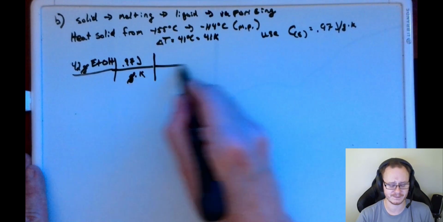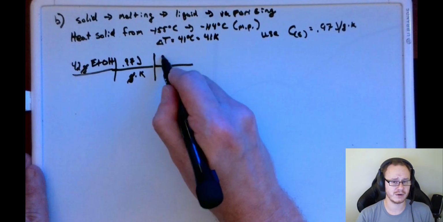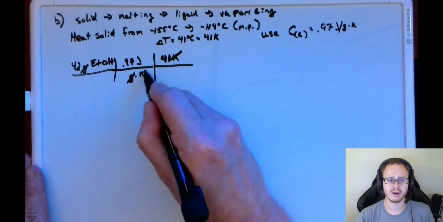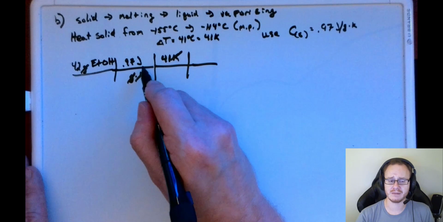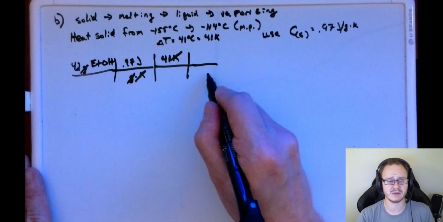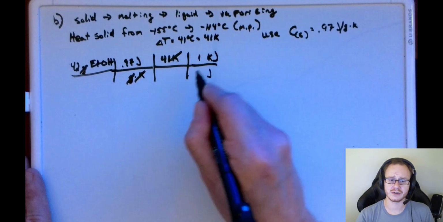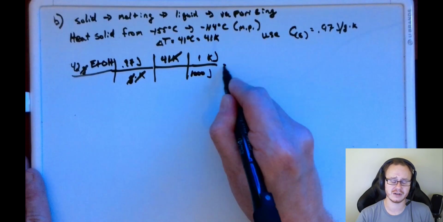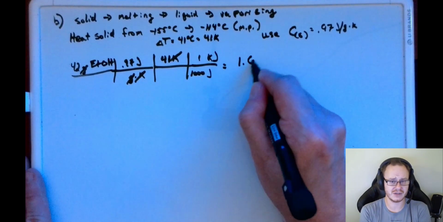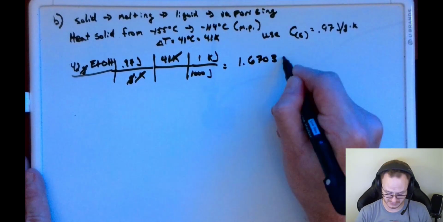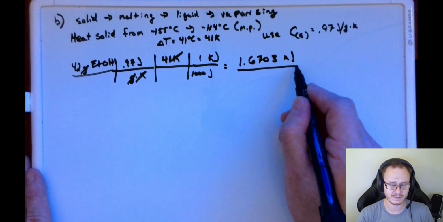This cancels grams. My next step is to get rid of the Kelvin. I know the temperature change is 41 degrees Kelvin. Plug in 41 K. This cancels Kelvin, and I'm left with joules. From previous problems, I know I should go to kilojoules because that tends to be the final answer, and I'm going to end up adding all of my kilojoules for each step. I cancel joules, convert to kilojoules. We know that 1 kilojoule is 1,000 joules. Final answer for the heating of just a solid is 1.6703 kilojoules of energy, just to heat the solid to the melting point.